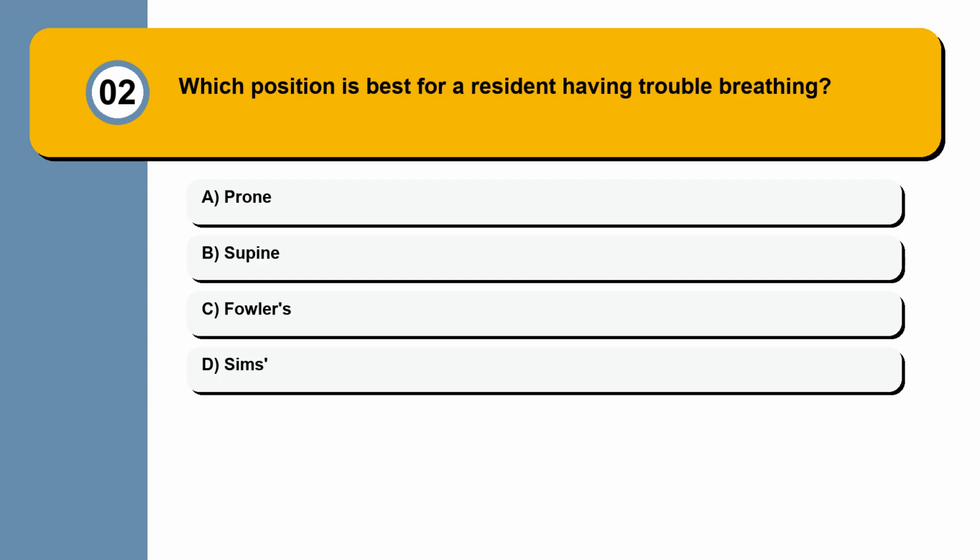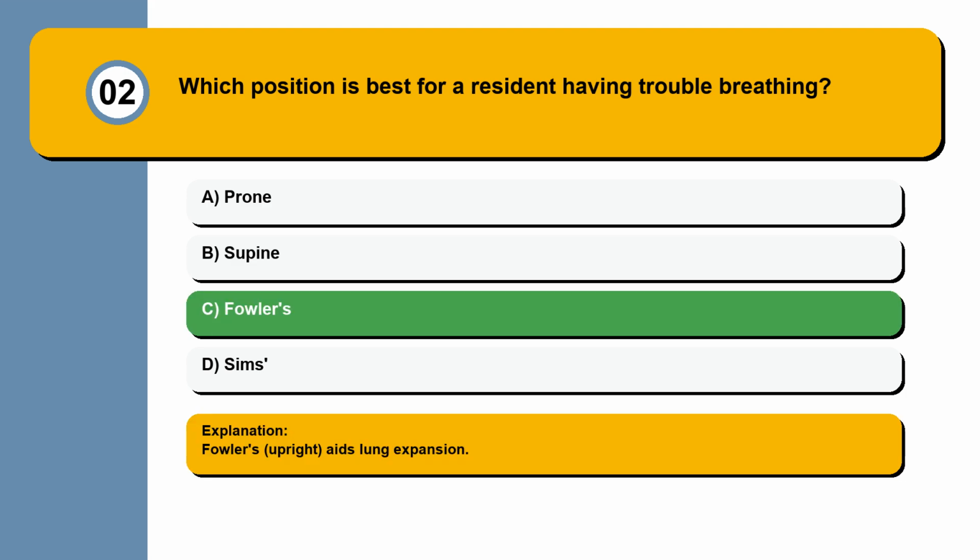Question 2. Which position is best for a resident having trouble breathing? Prone. Supine. Fowler's. Sims. Fowler's, upright, aids lung expansion.